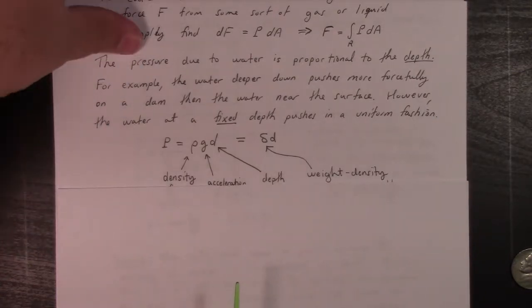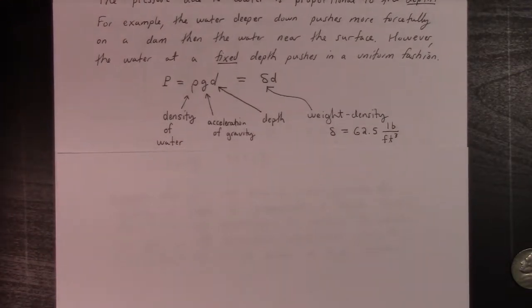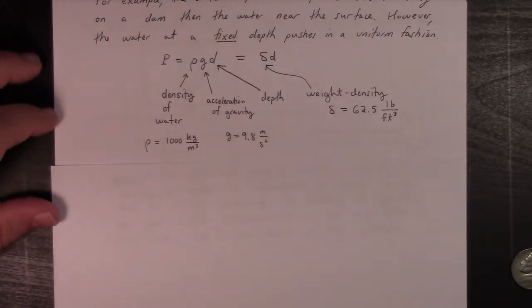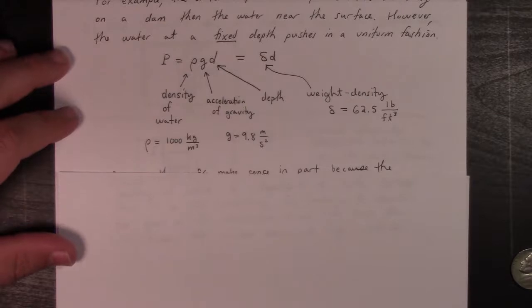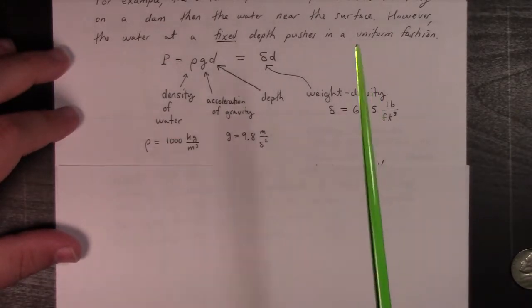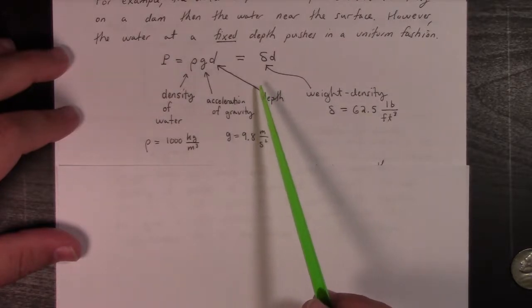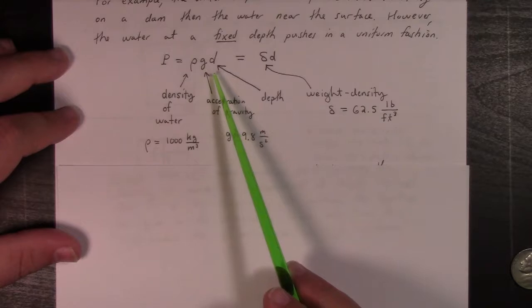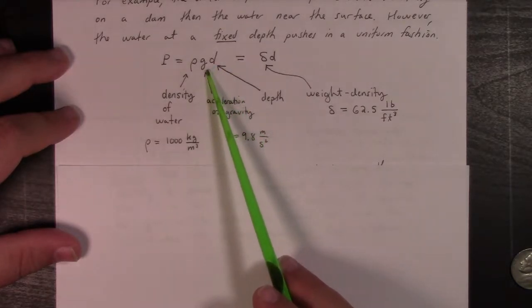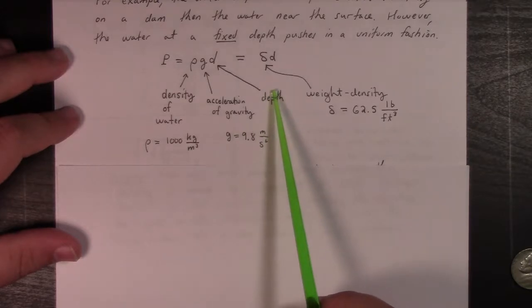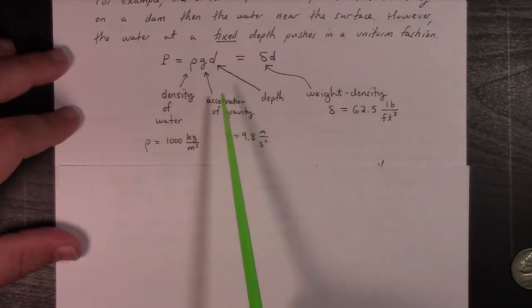Here's the way it works. It's an experimentally determined fact, what I'm saying, that the water at a fixed depth pushes in a uniform fashion, right? And the reason for that, of course, is that the pressure in the water is based on how much water is stacked on top of that water. And for a given depth, we have the same amount of water above. Something like that. Anyway, here it is.